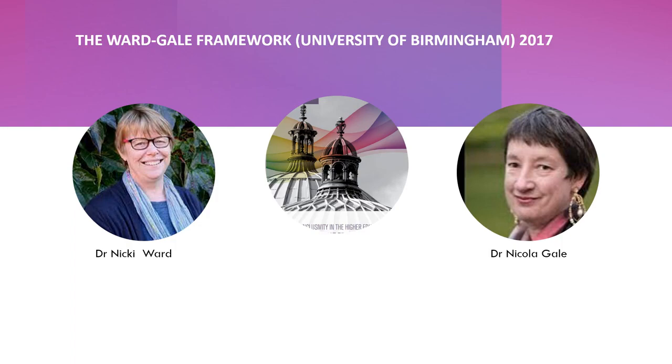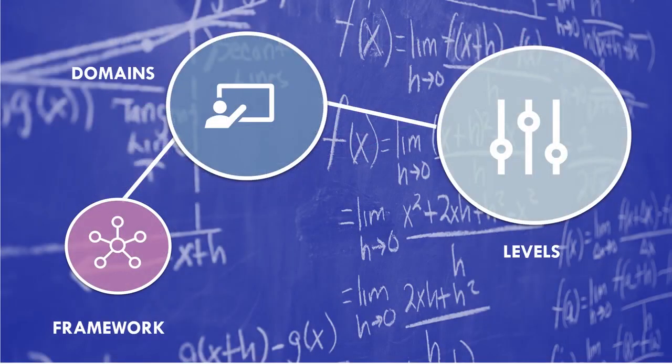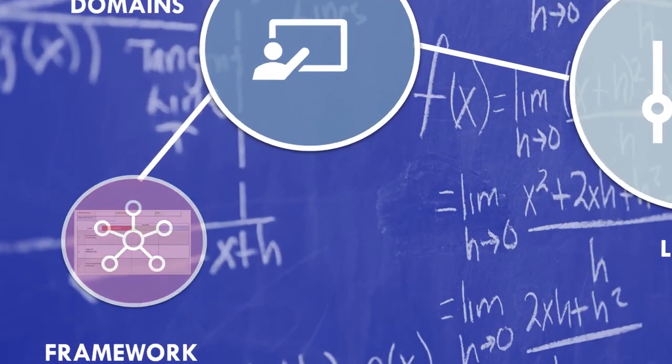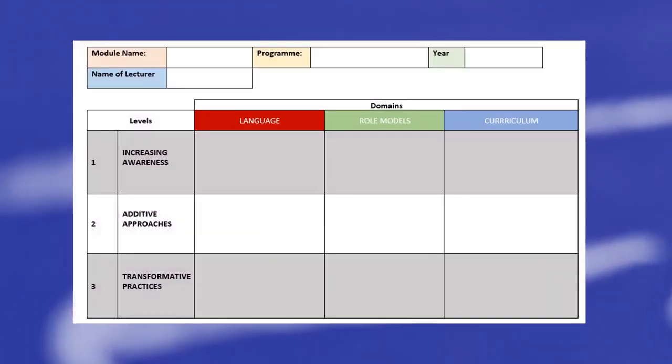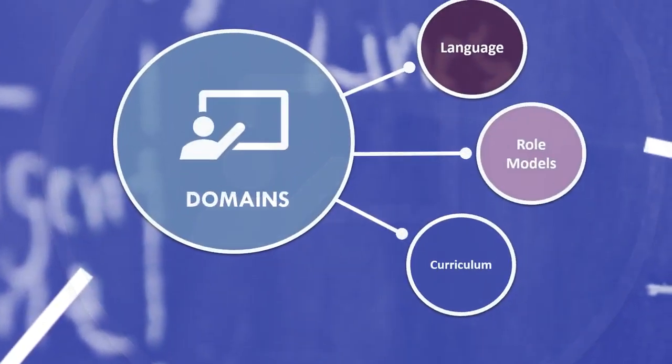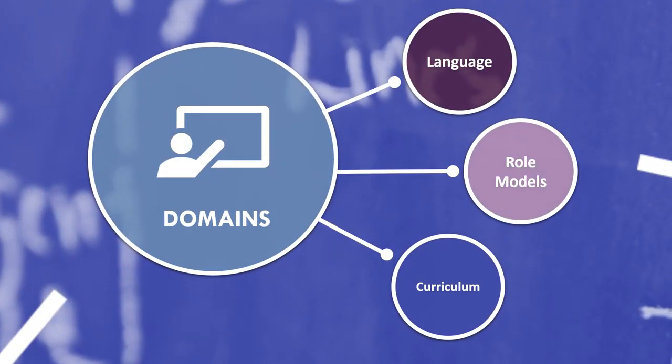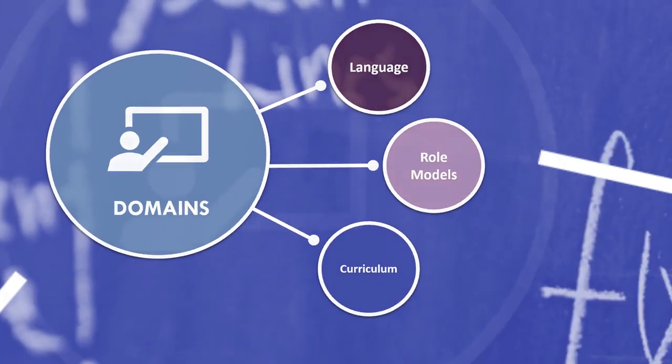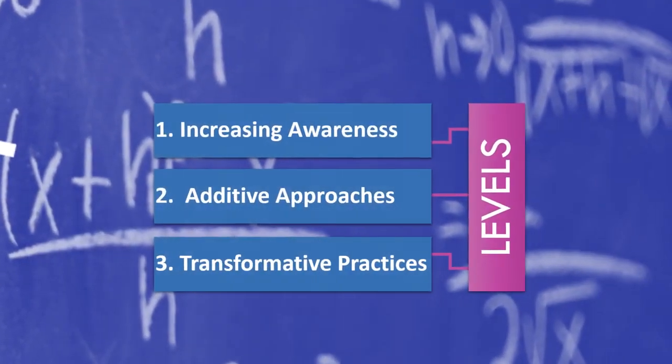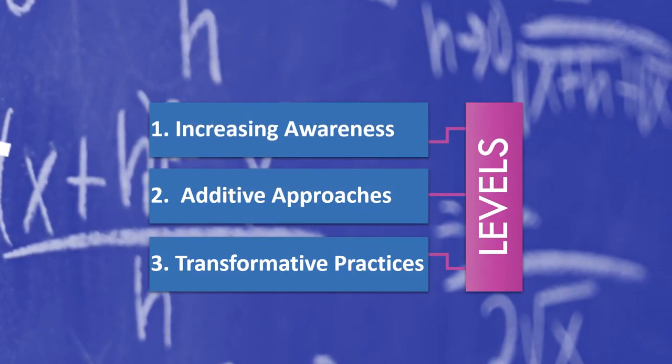The focus of this presentation is on how the framework can be used for making curriculum more inclusive. This slide gives you an overview of what I'm going to cover in the presentation. Introducing you to the framework, which is composed of 3 domains: language, role models, and curriculum, which can be applied at any or all of 3 levels, increasing in action, complexity, and transformation.